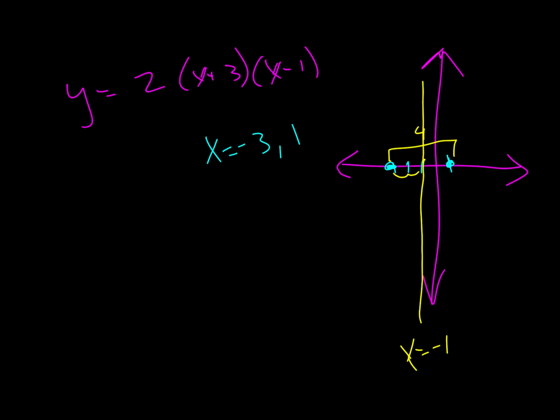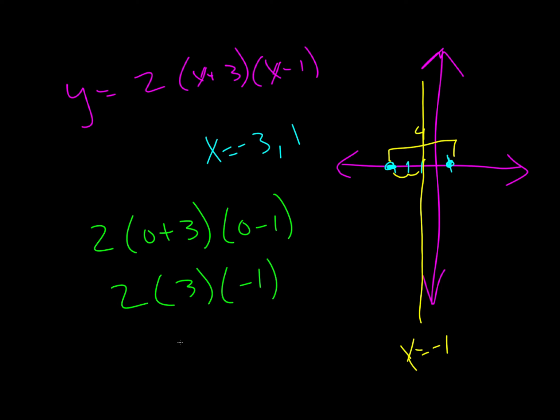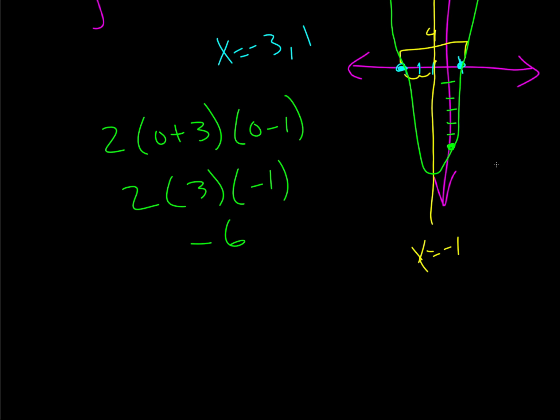And we need to find the y-intercept. To find the y-intercept, we're going to plug in 0 for the x's. And that is 2 times 3 times negative 1. So that's 6, and then we get negative 6. So 1, 2, 3, 4, 5, 6. That's our y-intercept. And then we can connect the dots. It's kind of a bad parabola, but we don't know where the vertex is with this method, other than we know that it's at x equals negative 1. But we know the x and y intercepts for that.